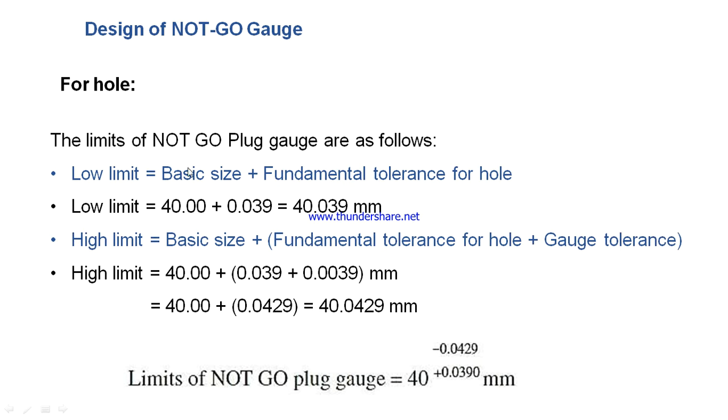For no go gauge, the lower limit is equal to basic size plus fundamental tolerance for the hole, that is 40.0439 mm, and higher limit is equal to basic size plus fundamental tolerance plus gauge tolerance. So it will ultimately come to 40.0429 mm. So these are the limits for the no go gauges.